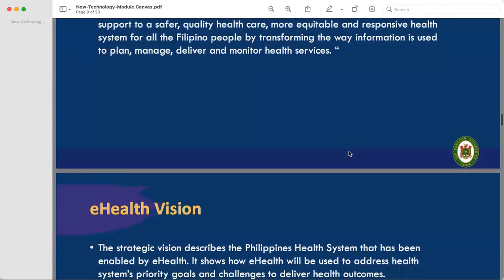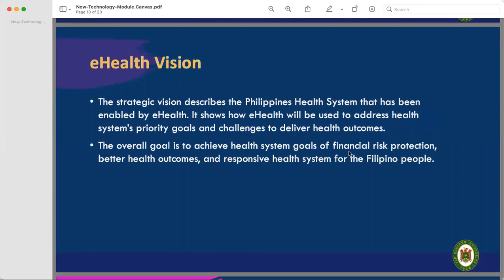Okay. Also, the strategic vision describes the Philippine health system that has been enabled by e-health. It shows how e-health will be used to address the health system's priority goals and challenges to deliver health outcomes. And the overall goal is to achieve health system goals of financial risk protection, better health outcomes, and a responsive health system for the Filipino people, particularly right now that we are experiencing this COVID-19 pandemic.